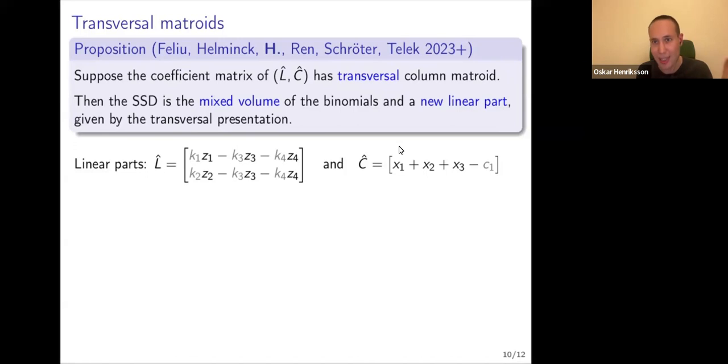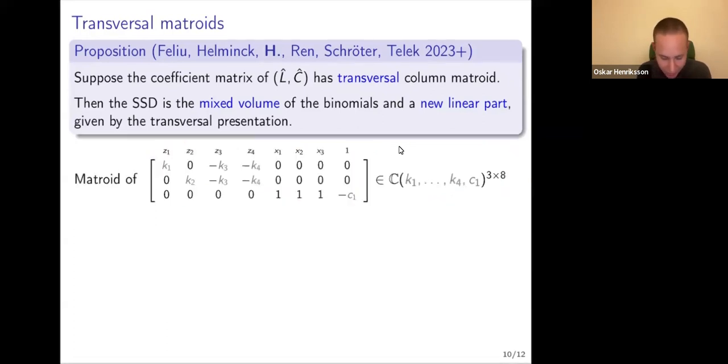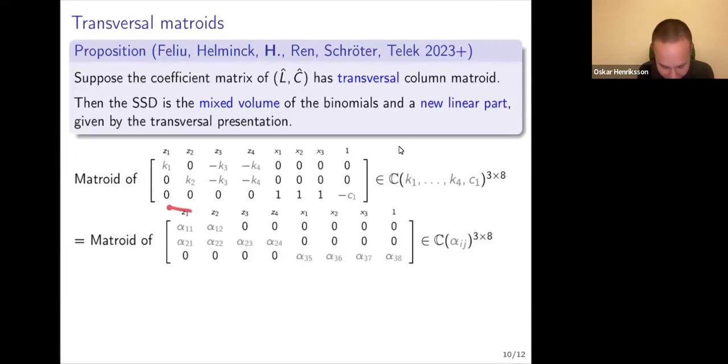So for the running example, the small toy example I showed in the beginning, the linear parts came out to be these two. Okay, and it turns out that the matroid that we get if we look at the columns of the coefficient matrix, so that's the central matroid that governs the tropicalization, well, the matroid just records which columns are linearly dependent. And it turns out that that data is the same for this matrix, where we have replaced all non-zero entries by completely independent parameters, alphas. That's what it means for this matrix to be transversal.